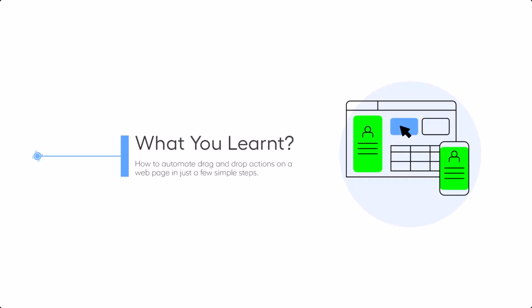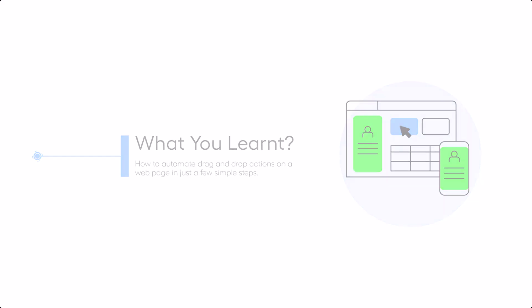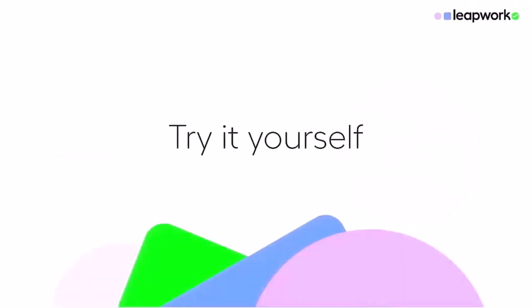What you learned? You learned how to automate drag and drop actions on a web page using Leapwork in just a few simple steps. From moving cards on a Kanban board to reordering lists, it's all possible and super easy for you now. If you can drag it, you can automate it. Give this exercise a try yourself and see how much faster your automation can be.